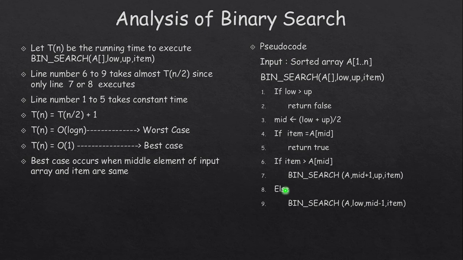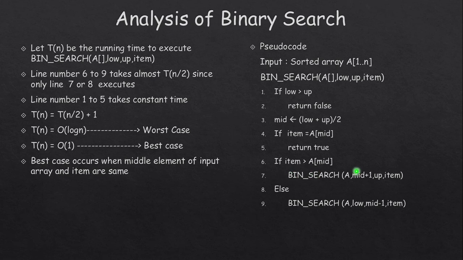So here I have the pseudo code. We already discussed how to analyze recursive procedures. So let T(n) be the running time to execute binary search, because here, as we already discussed, the initial value of low will be 1 and up will be n. That means we are applying binary search to n elements. So line numbers 6 to 9 take almost T(n/2), since only line 7 or 8 executes. Here either this call will execute, otherwise this call will be executed. In the same recursion, these two calls will not both be executed, only one call will be executed. You already saw the list is getting divided almost by 2, not exactly by 2.